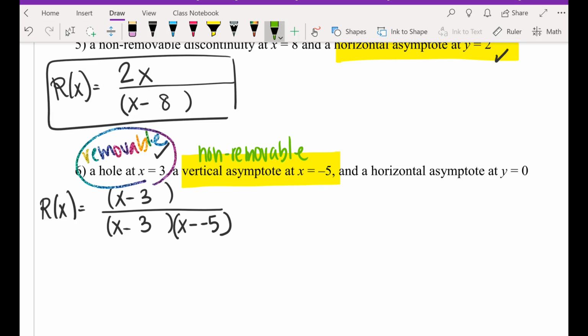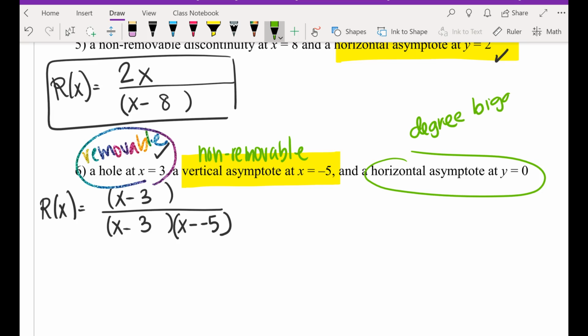I'm interested in a horizontal asymptote of y equals 0. How do we get a horizontal asymptote of y equals 0? What must be true? The numerator degree has to be bigger than the denominator. Are you sure it's bigger on the top? Has to be smaller. Oh, it has to be smaller. So that means the bottom is bigger. Would you guys agree with that? Yeah. Degree is smaller on top. Okay. So the top degree has to be smaller than the bottom degree.